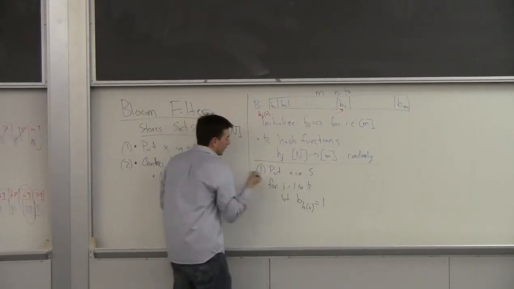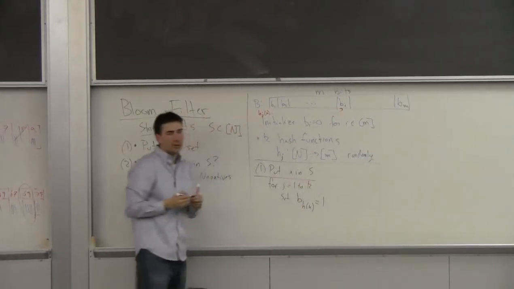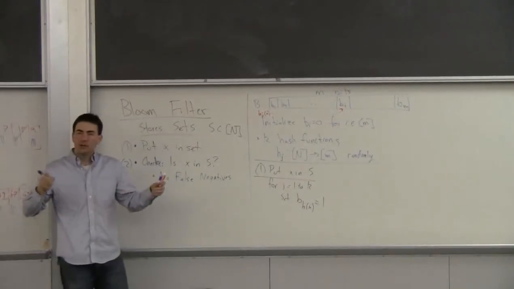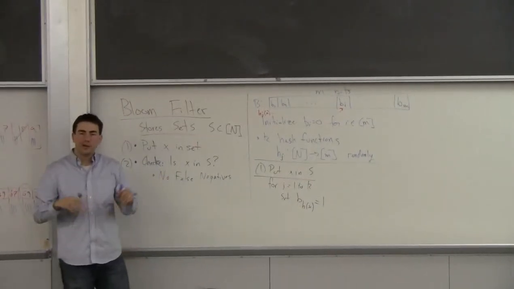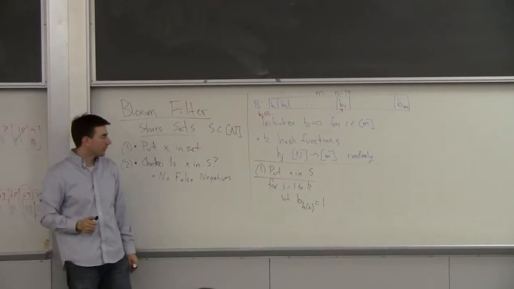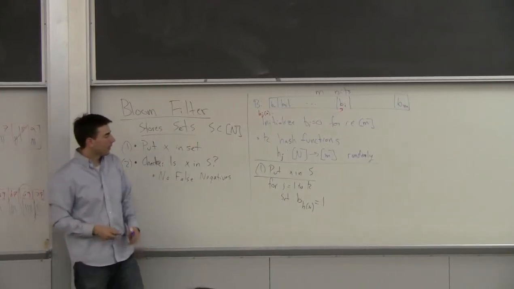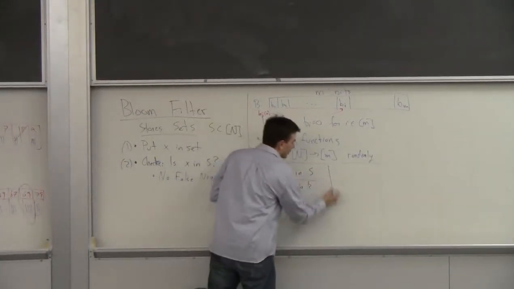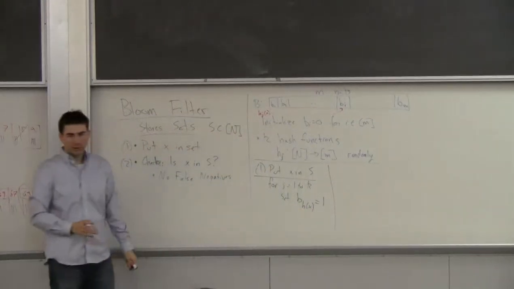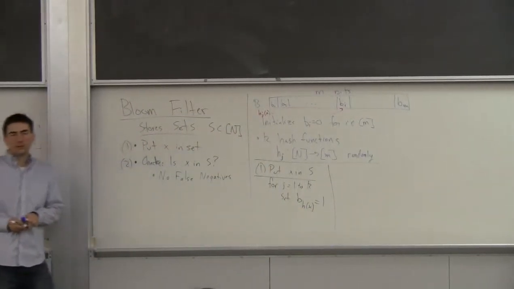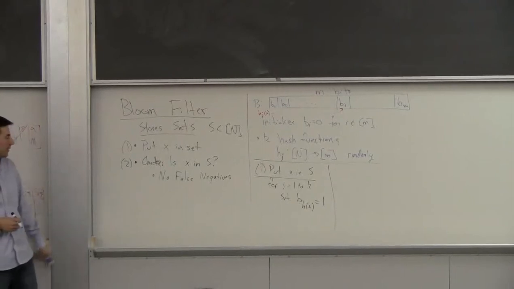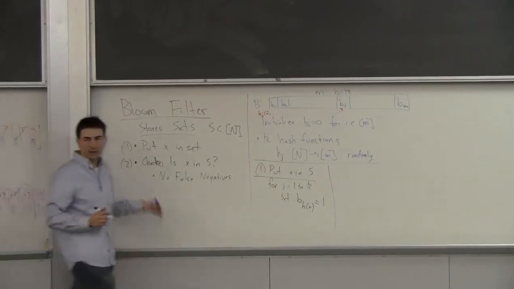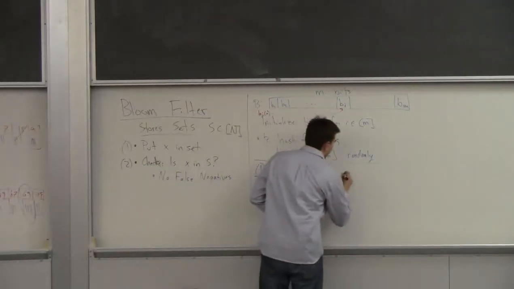Right, so this is how I store something in there. I'm storing k bits, and k will be some number which is small. I'll tell you how to choose k a little bit. Okay, so if this is my data structure, that's all I do to put it in the set. How do I tell if something is in the set? How do I check, is x in S?